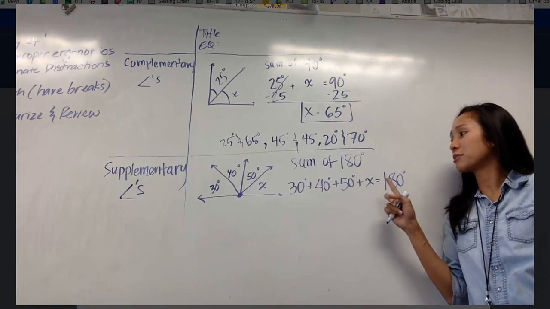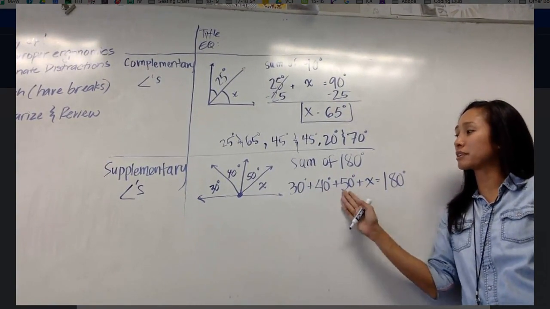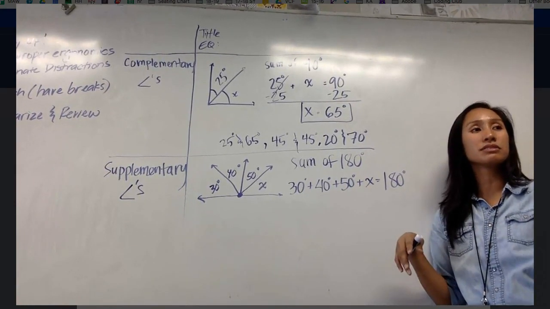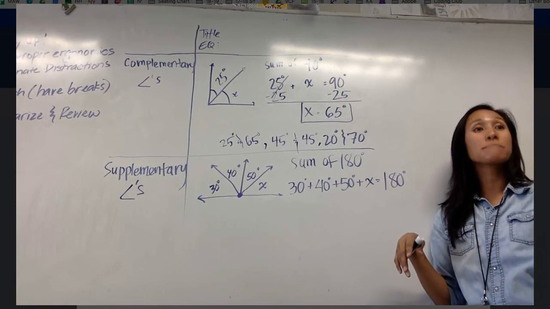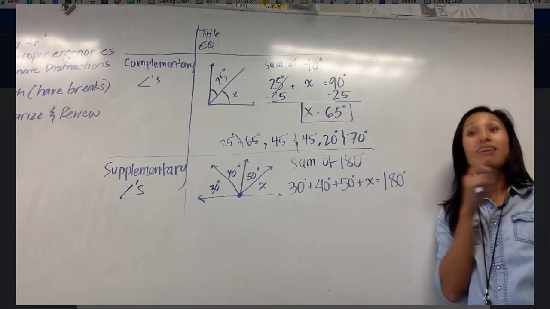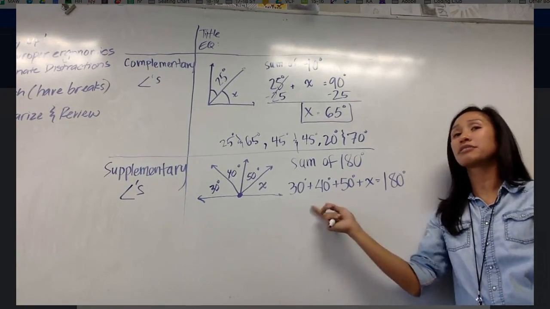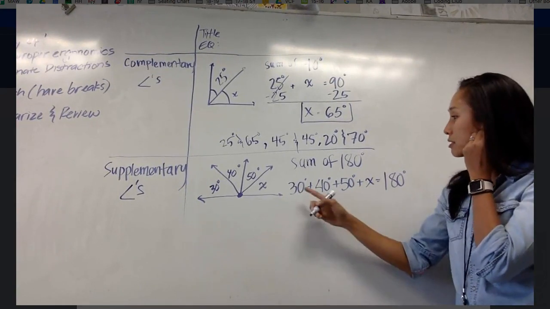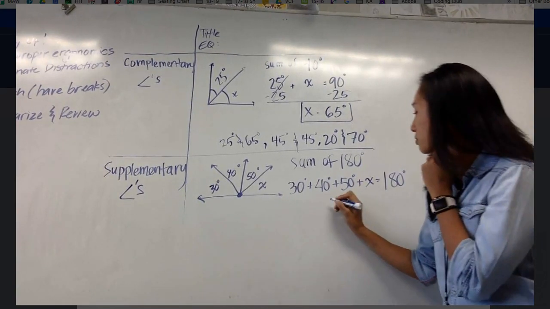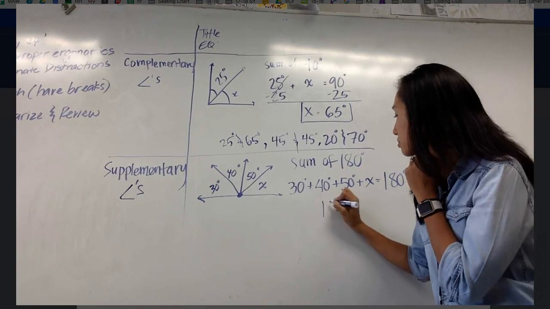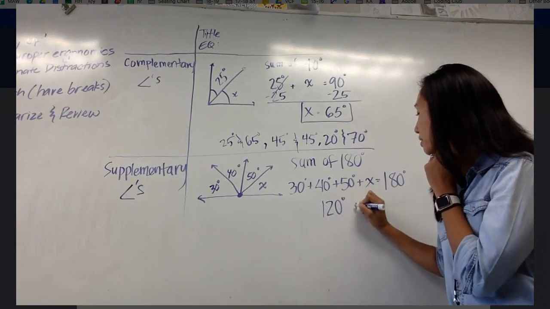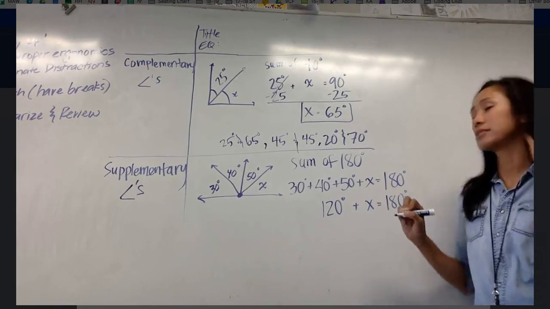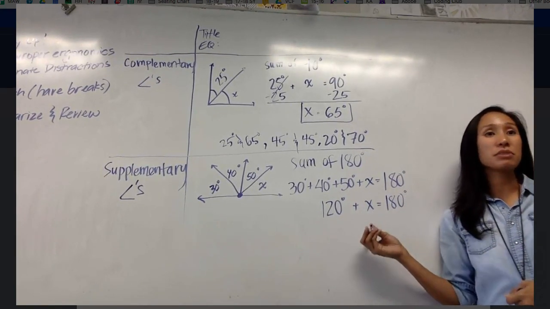Now, if we wanted to find out what x is, we technically have to get rid of these, but are we going to do minus 30, minus 40, minus 50? What do we do? Just add them all together first, and then move it all. So what is 30 plus 40? 70. Okay, yeah, 120. So 120 degrees plus x equals 180. And now this is just a one-step equation.